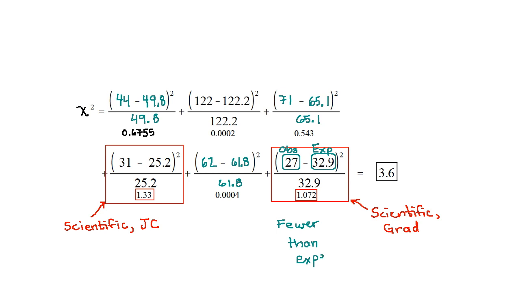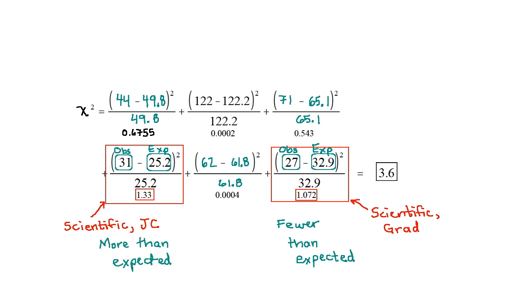And that makes sense. We saw fewer holders of a graduate degree thinking that astrology is scientific than our expected count. Over here in scientific and junior college, we can see our observed is 31, our expected is 25. So here we saw more than expected.